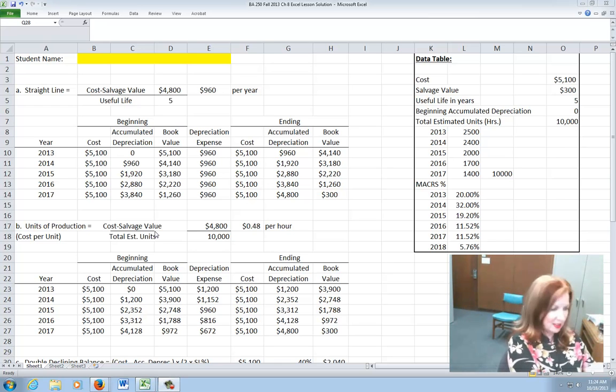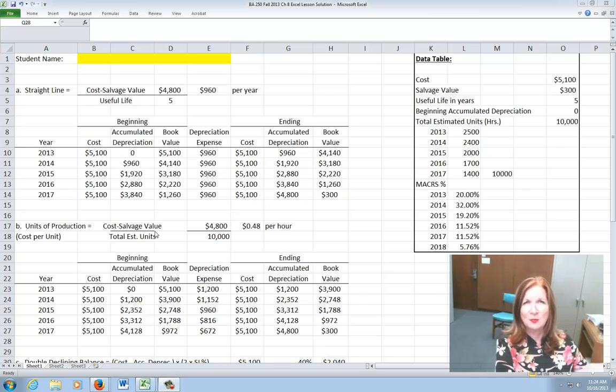So you see it has year, and then it has beginning. What was the beginning cost? What was the beginning accumulated depreciation? What was the book value? And then it has the depreciation expense for that year. And then it has the ending information, the ending cost, the ending accumulated depreciation, and the ending book value.